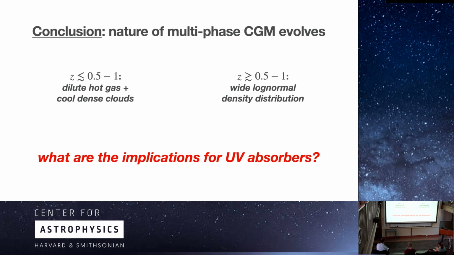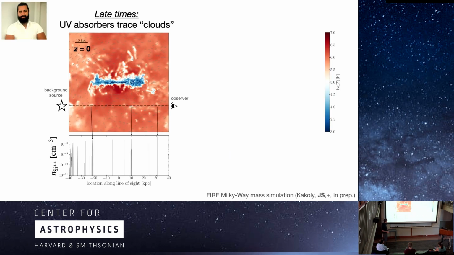And the next question is, what are the implications for UV absorbers? This is very related to the results that we saw in the previous talk. To understand what this means for UV absorbers, Aaron drew mock sightlines through snapshots in the FIRE simulations. This is an example of a redshift 0 snapshot where the hot phase already formed. You can see the mock sightline, this dashed line here. This is us, and this is the background source. And he plotted the density of different ions along the sightline.